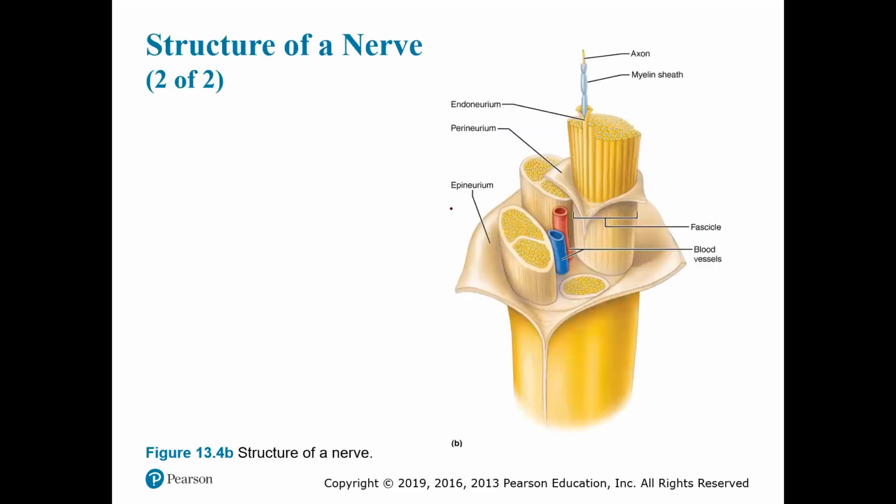There's a lot. So here's the cartoon of this, so you can see a little bit better sometimes. The epineurium covers the perineurium, which surrounds this fascicle, and the endoneurium, which surrounds the neuron, or the axon in this case. So it's not part of the neuron, just surrounding it. And of course, there's a lot of blood vessels within nerves.